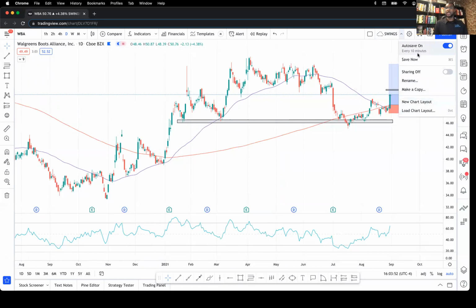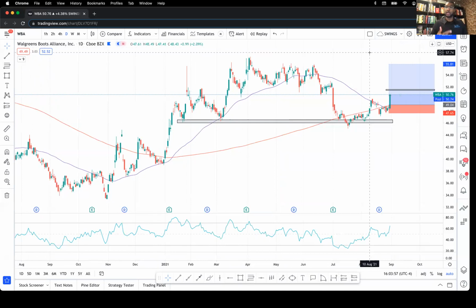I have it automatically saving every 10 minutes just in case I forget. But now it's here. I don't have to worry about it. When I want to upload something, it's already there. All my settings are here. I don't have to make any adjustments unless I want to.